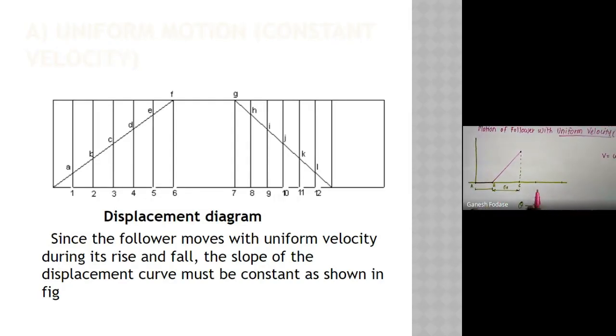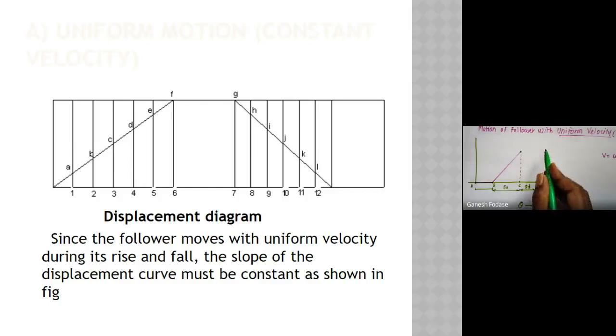Then for the next period of time, it is stationary. The follower is stationary. So that period is called the dwell period, theta D. And for the rest of the time, it returns. So let's say it is called theta R. So theta O means outstroke, follower rise. Theta D means dwell. Theta R means return or fall, we can say.